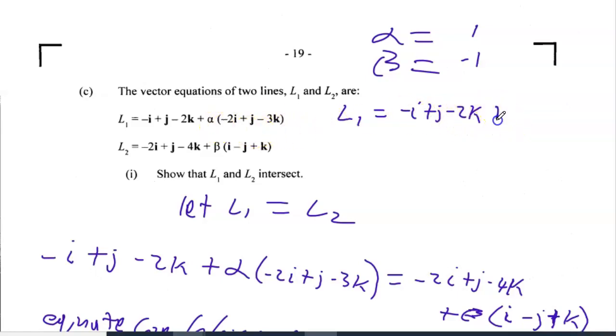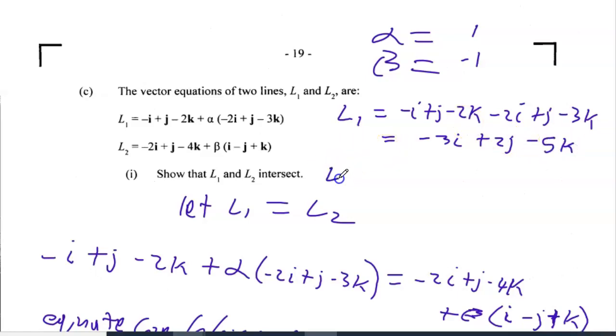plus, and we can expand now, alpha was 1, so if alpha is 1, we expand each term in the bracket by 1, we'll get minus 2i plus j minus 3k, and grouping the like terms, that would be minus 3i plus 2j minus 5k.